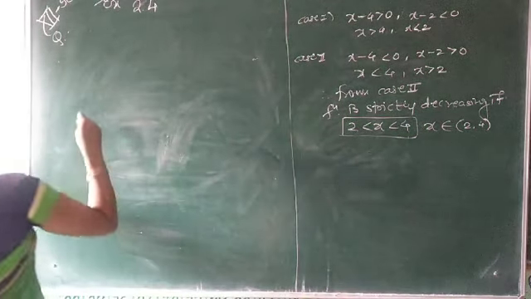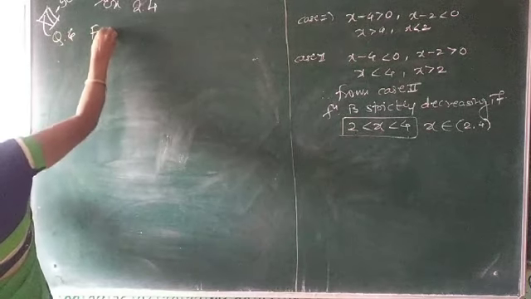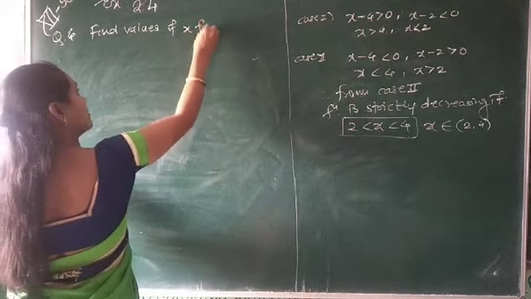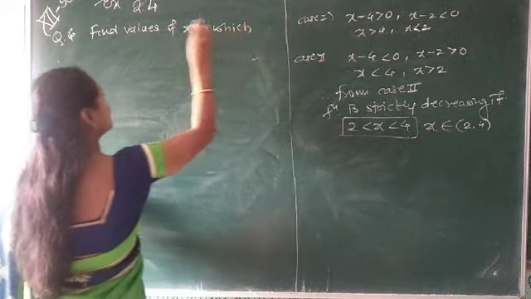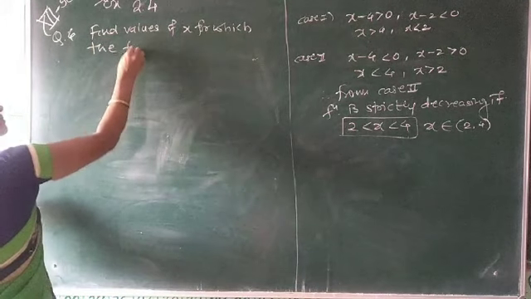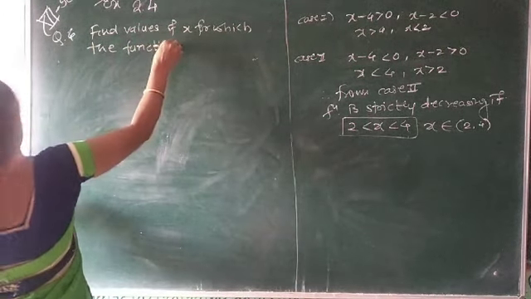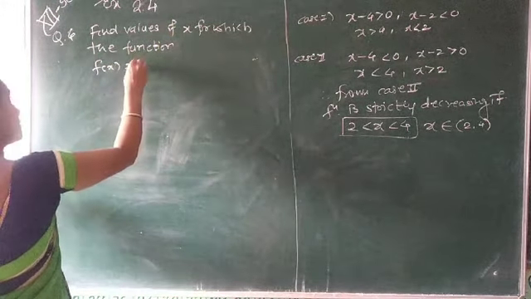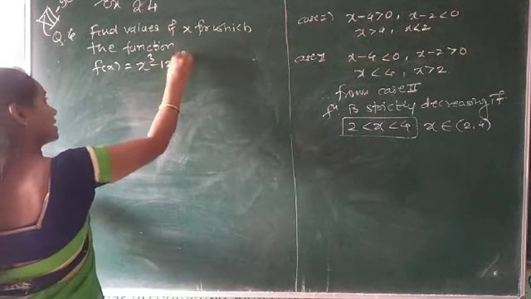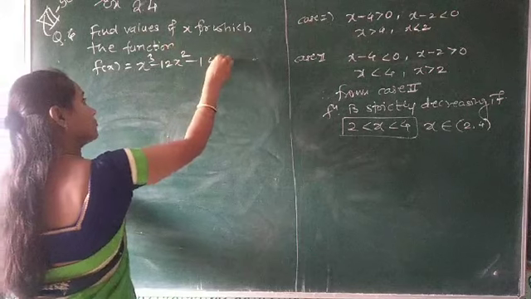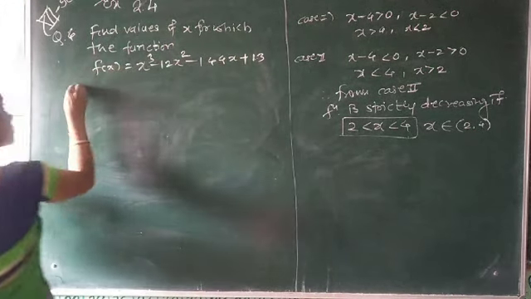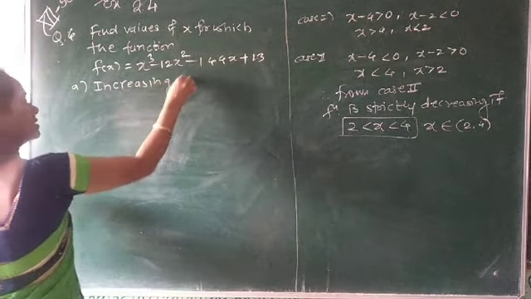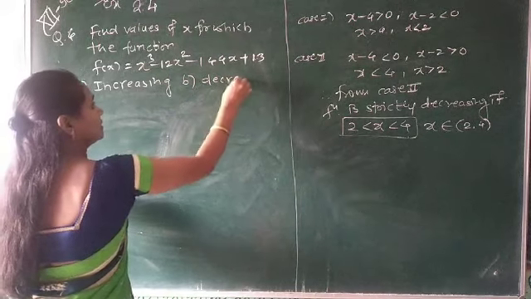Find the values of x for which the function f of x is equal to x cube minus 12x square minus 144x plus 13. The first question asked here is when it is increasing, and the second one is when it is decreasing.